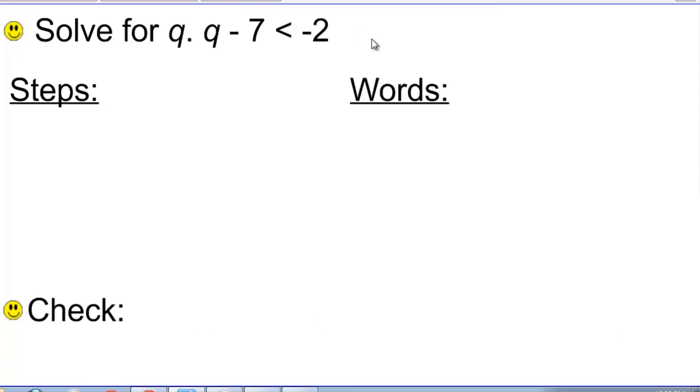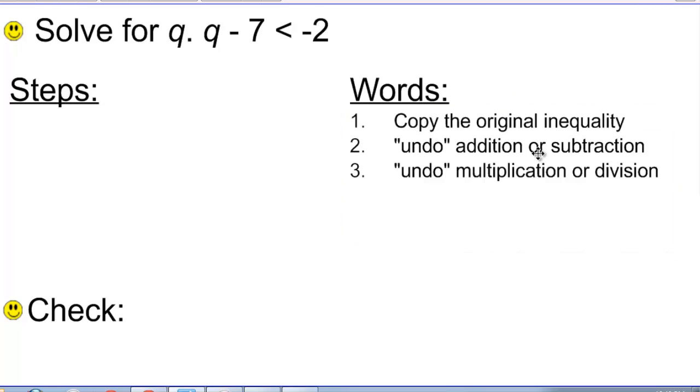When we want to solve inequalities using addition or subtraction, it works exactly the same as an equation, but we have to keep the inequality symbol in our solution and not put in an equal sign like we would for an equation.